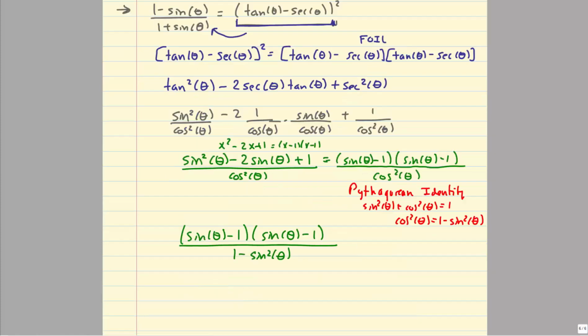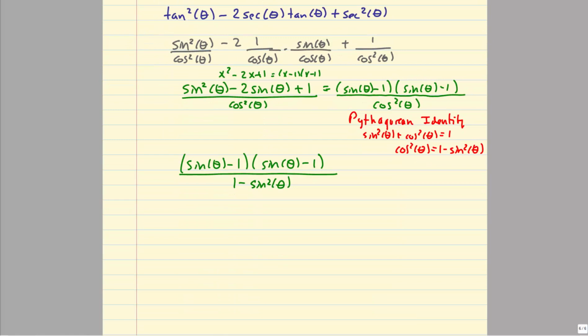Now that's the difference of perfect squares, 1 minus sine squared. It may not look like it, but it's the difference of perfect squares like a squared minus b squared. So this denominator will factor as well into 1 plus sine theta times 1 minus sine theta. Now a couple things to keep in mind. See how close these are to canceling? The only thing that's different here is a sign. So if I go ahead and pop a negative sign out from just right here, it's going to flip my signs into negative sine theta plus 1. And then I can come down here and rewrite that as 1 minus sine theta.